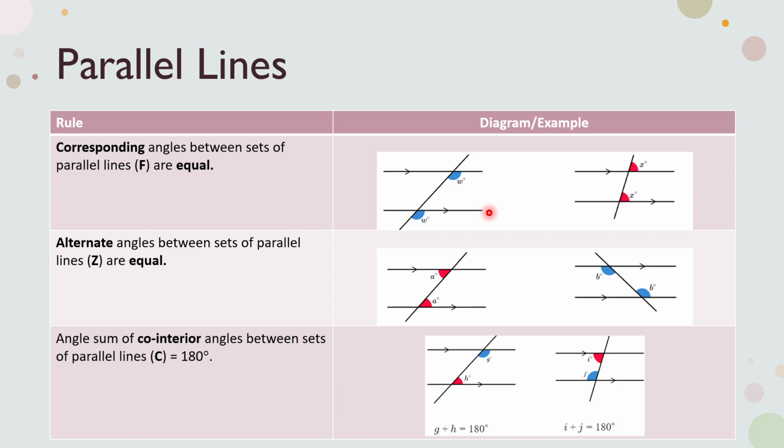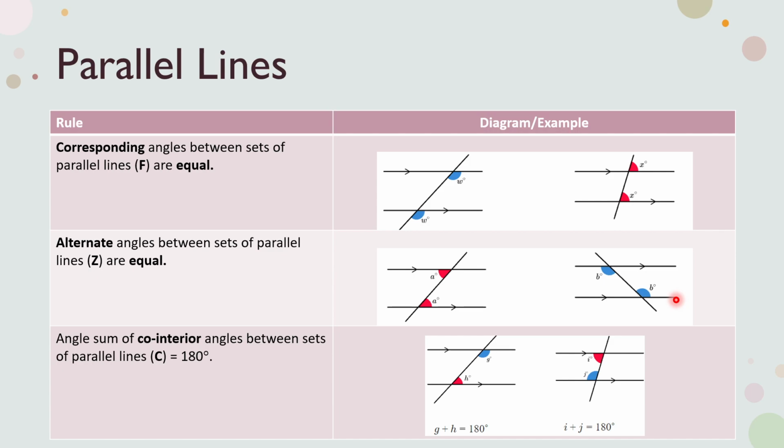We also have alternate angles. These are also equal. These come up when we have both angles on either side of the transverse line and are both on the inside of the sets of parallel lines. And these make a characteristic Z shape. So these are alternate angles and they are always equal.